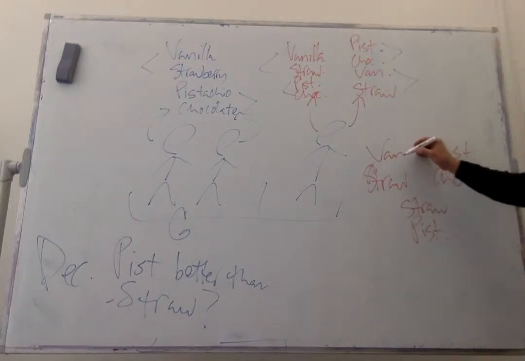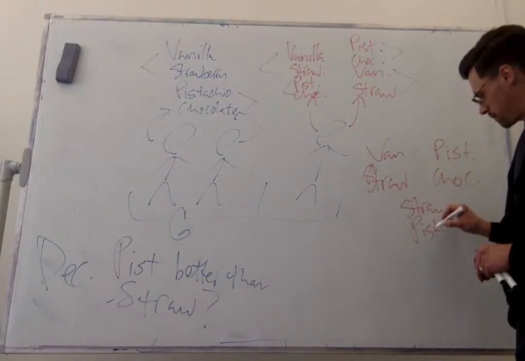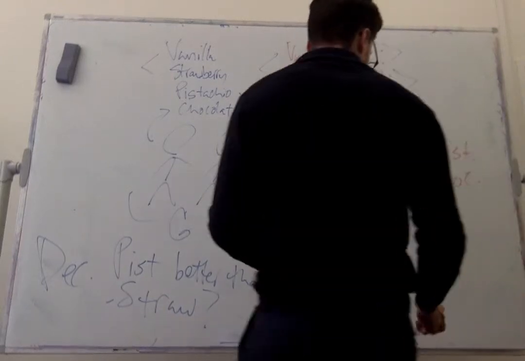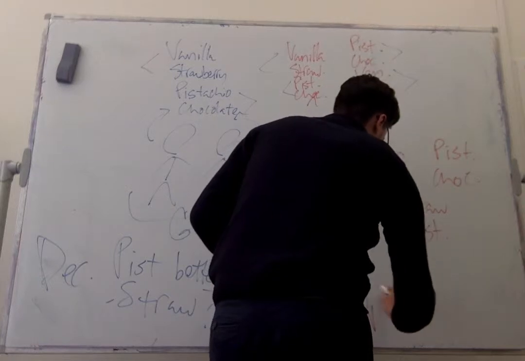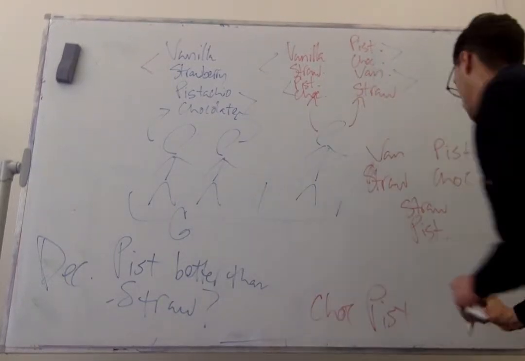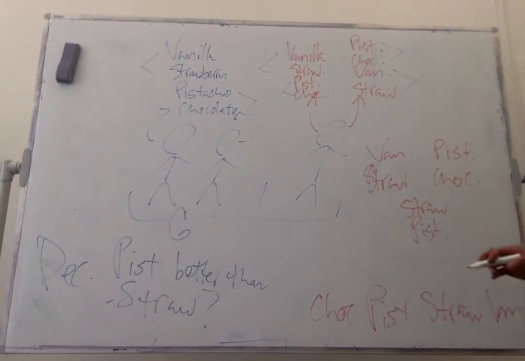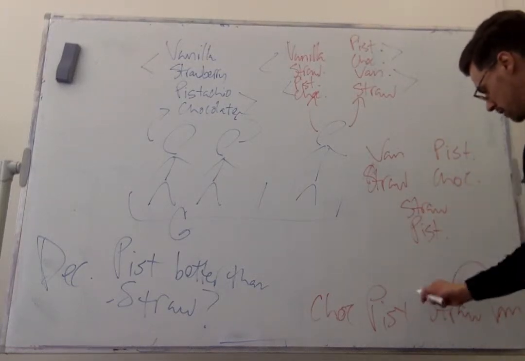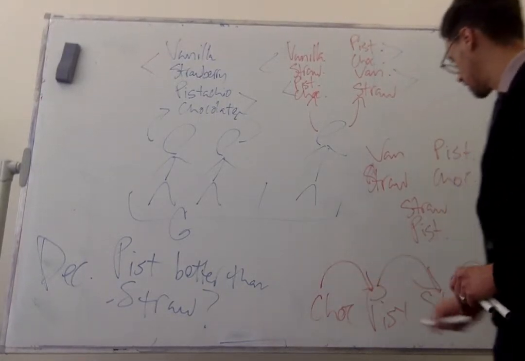But now look what we have. We have vanilla being better than strawberry, strawberry better than pistachio, pistachio better than chocolate. Let me draw that out like this. Chocolate, pistachio, strawberry, vanilla. So we have vanilla being better than strawberry. We have strawberry being better than pistachio. We have pistachio being better than chocolate.